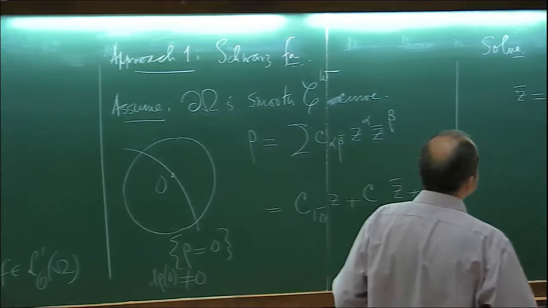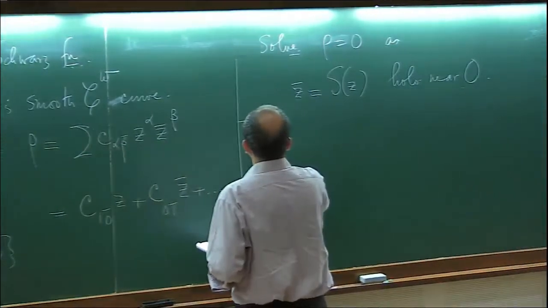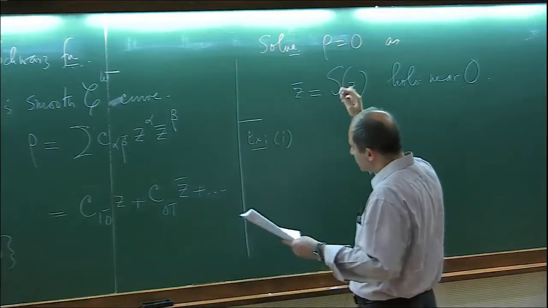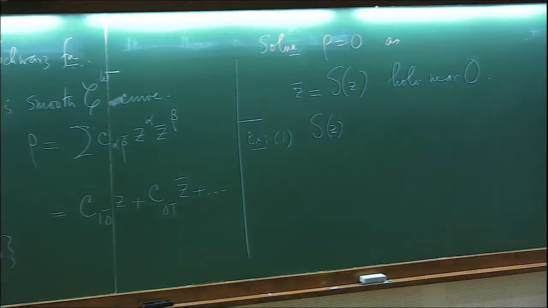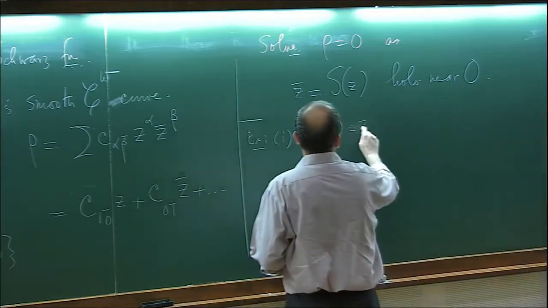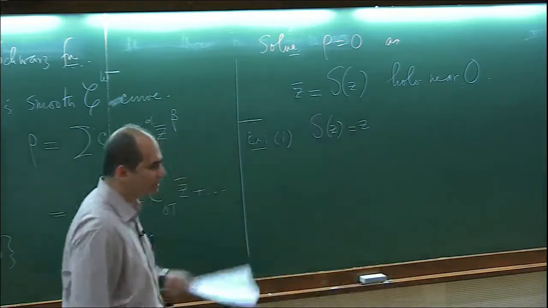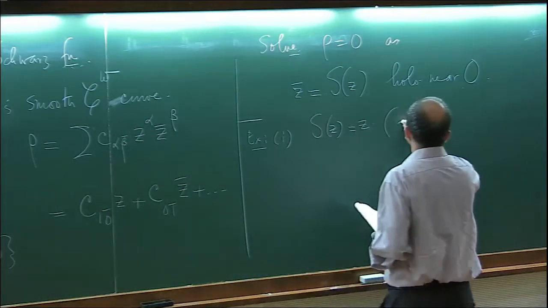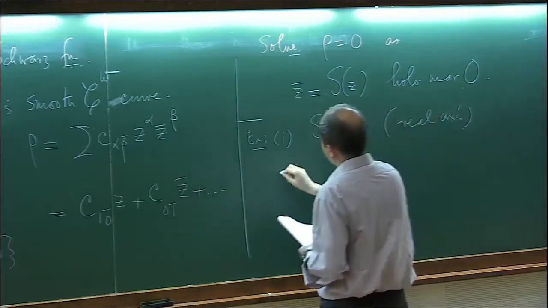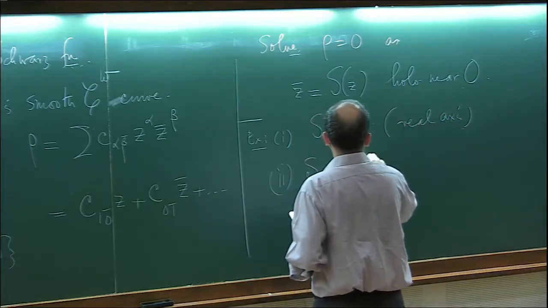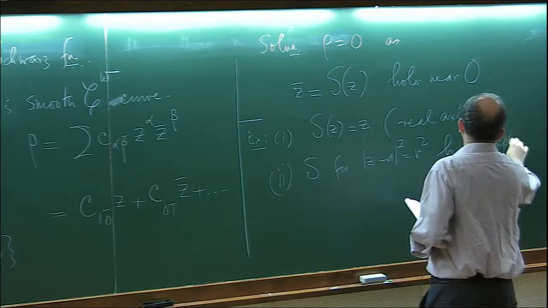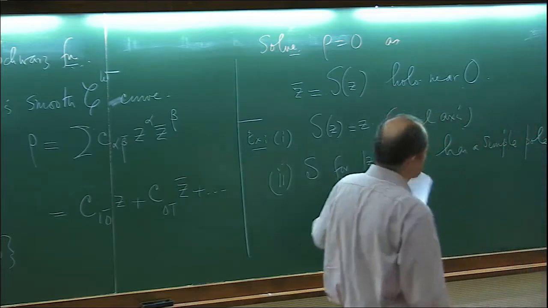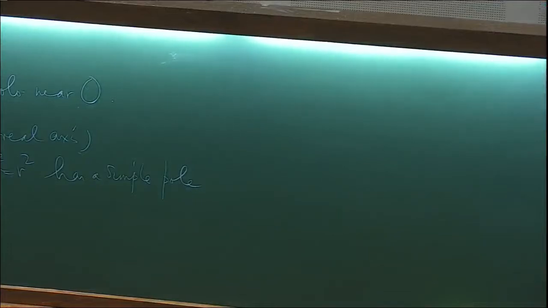And last time, we discussed three examples in which the Schwarz function had three distinct types of behavior. So if I just take the real line, for example, and if I write down what the Schwarz function for that is, I get an entire function, the identity, in fact. So real axis, S for the circle has a simple pole, and the pole occurs exactly at the center, z equal to a.